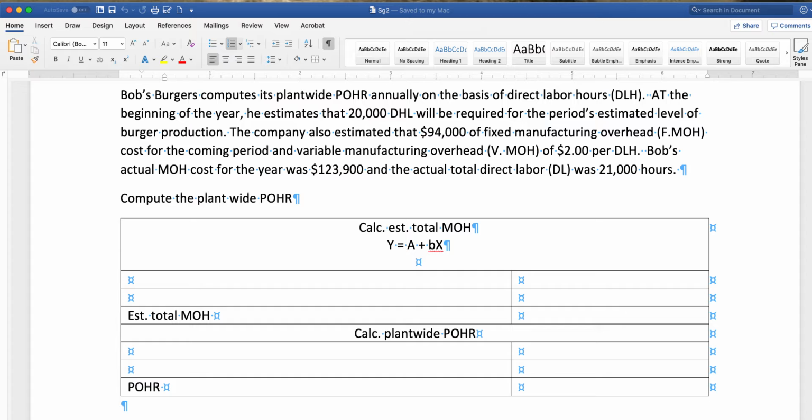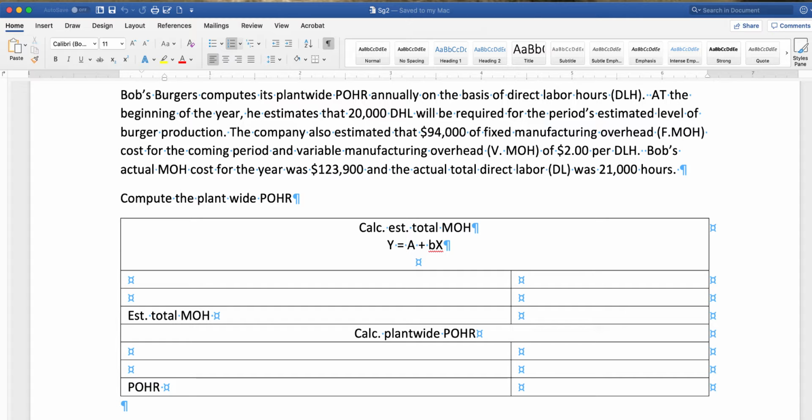Okay, it goes on to say that the cost for the coming period of variable manufacturing overhead is $2 per direct labor hour. Okay, Bob's actual manufacturing overhead cost for the year was $123,900, and the actual direct labor was 21,000 hours.